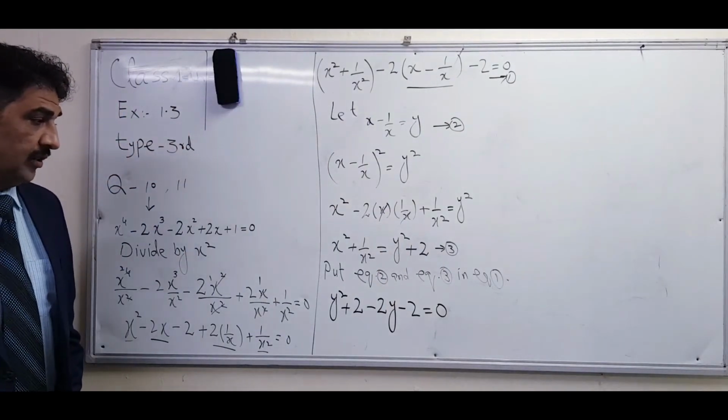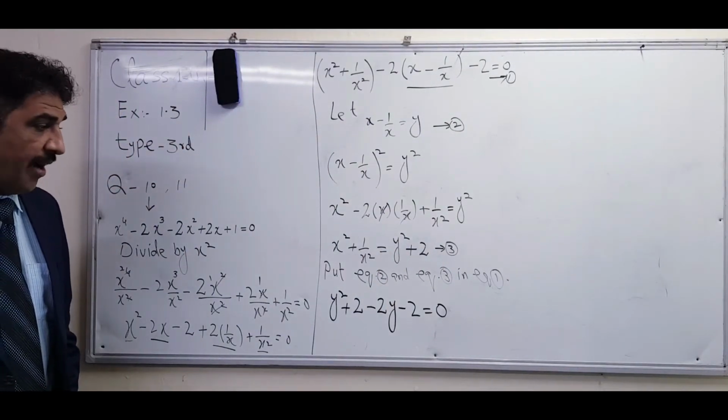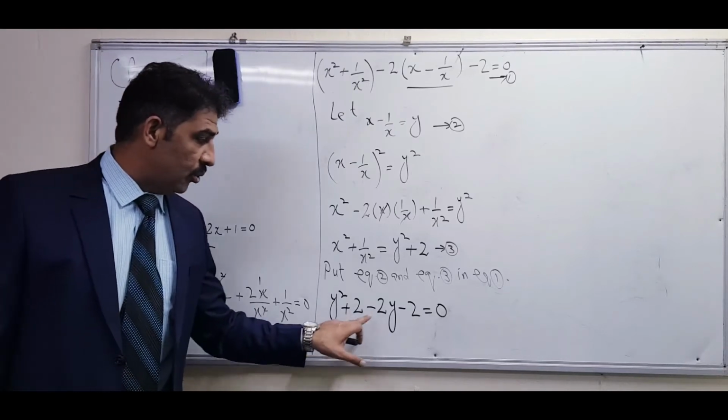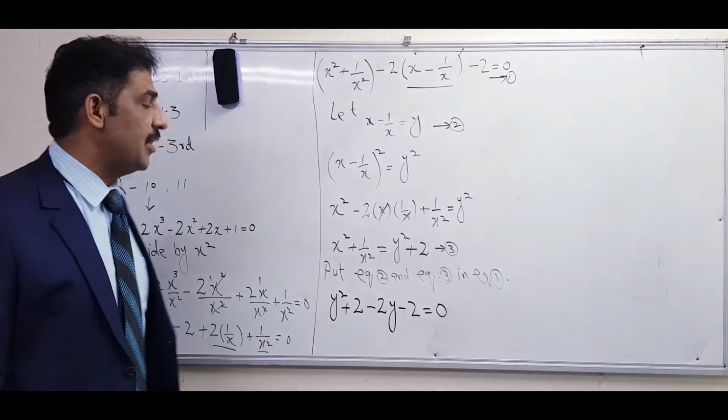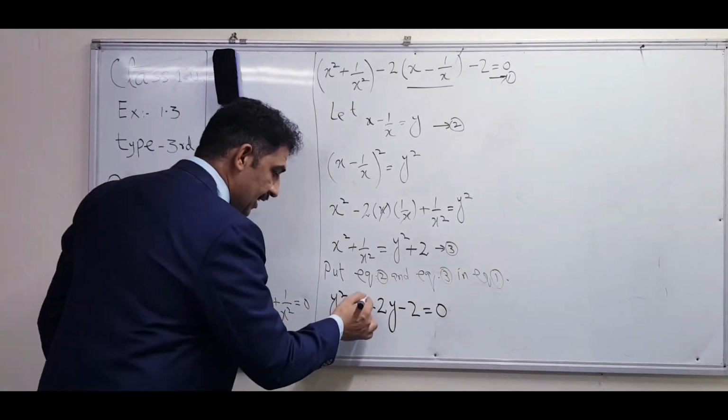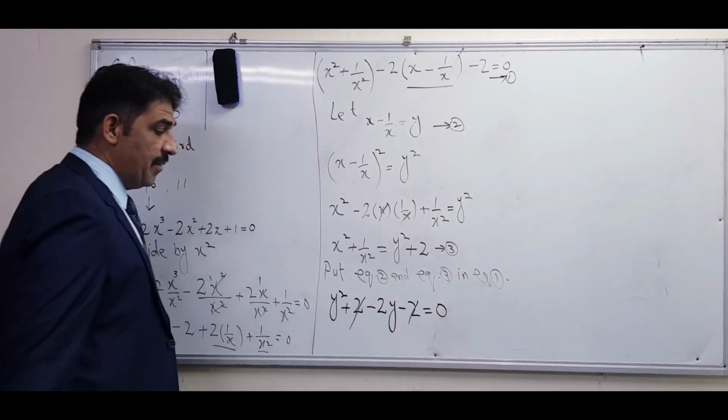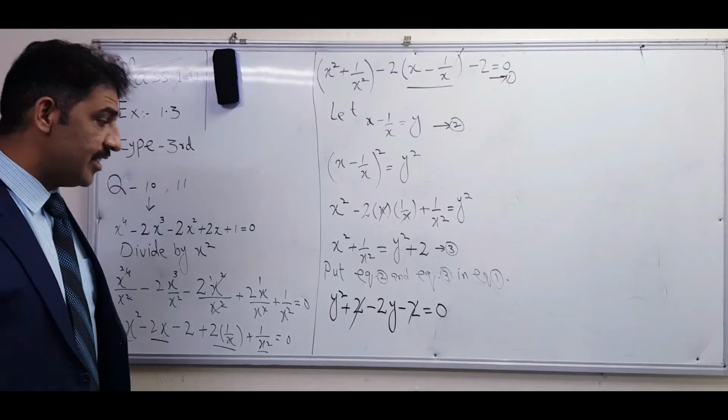So, what's the next step? Do we have to do that one? This plus 2 and minus 2 are possible to cancel. So we will make it cancel. So what's remaining? y square minus 2y.